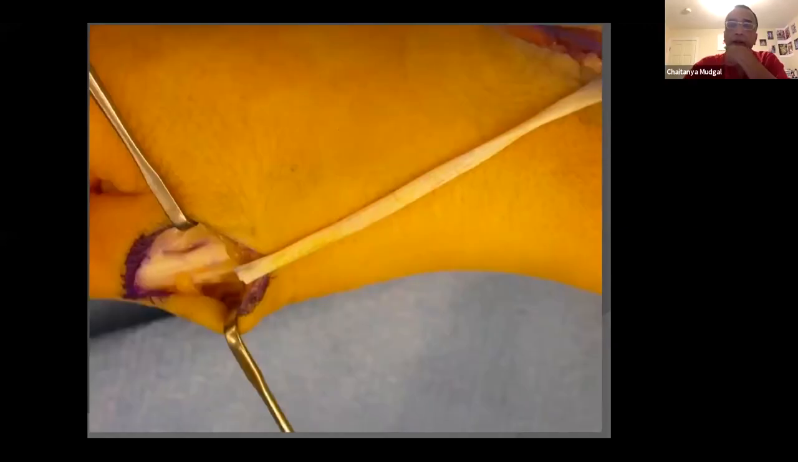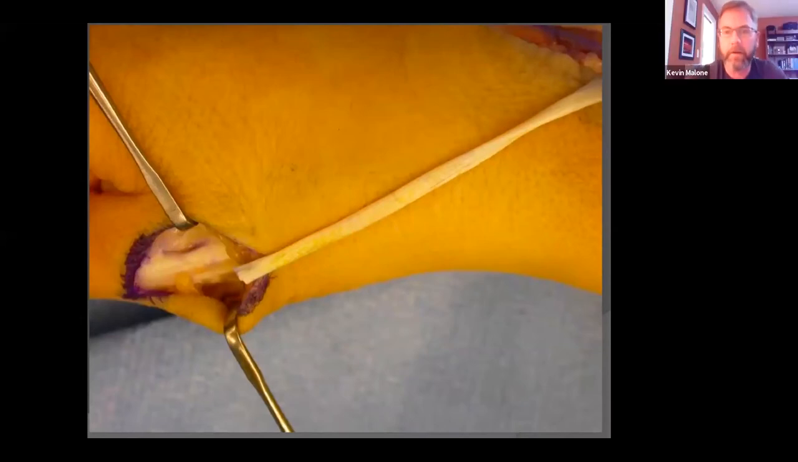Perfect. So I usually tend to withdraw them and pass it subcutaneously. Do you do anything differently when you pass it? Nope, I do the same thing. I bring it proximal to the extensor retinaculum through that same dorsal incision that you have, and then create a subcutaneous tunnel to the thumb metacarpal where we've already identified the more proximal aspect of the distal EPL stump.